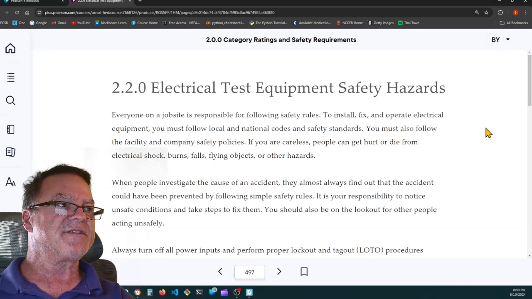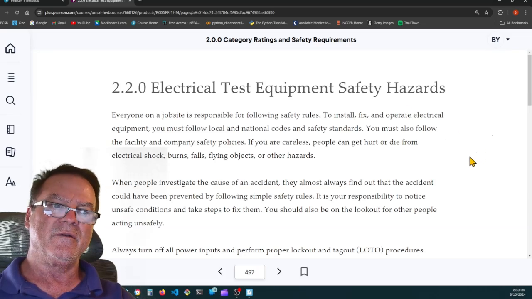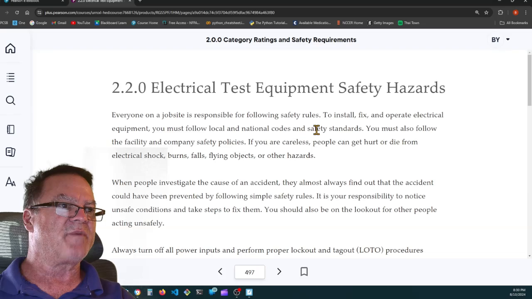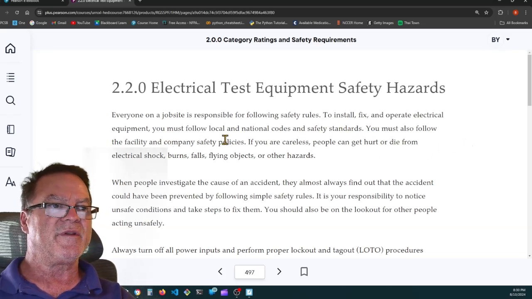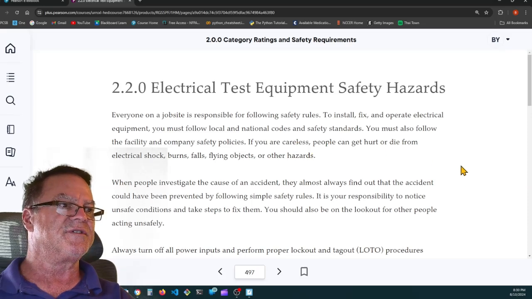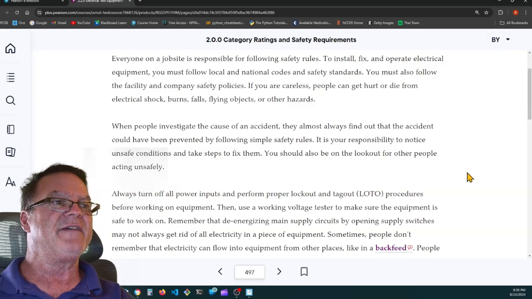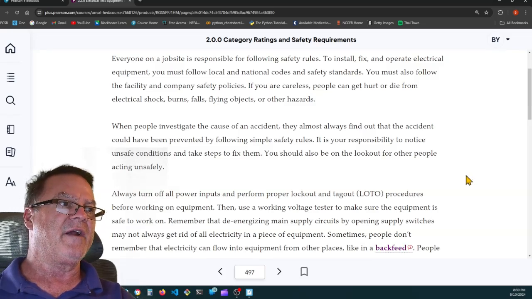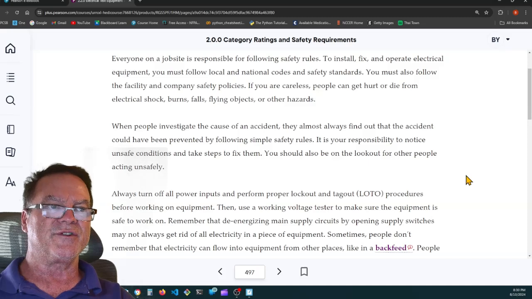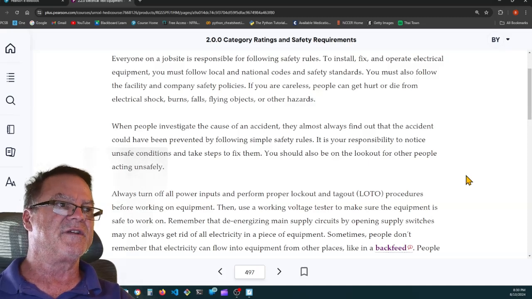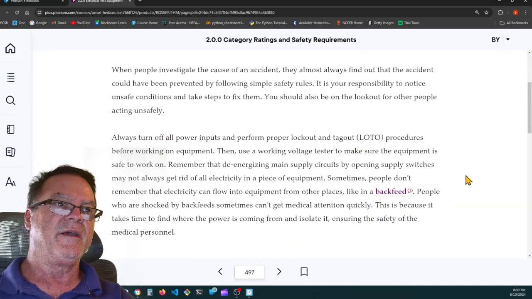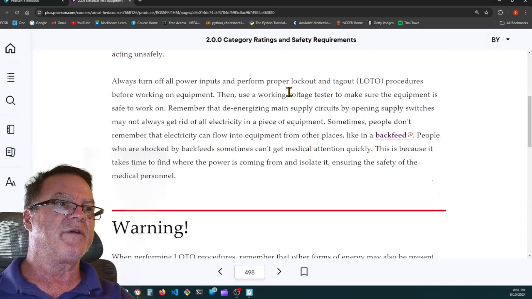2.2.0 Electrical Test Equipment Safety Hazards. Well, everyone on a job site is responsible for following safety rules. To install, fix, and operate electrical equipment, you must follow local and national codes and safety standards. You must also follow the facility and company safety policies. If you're careless, people can get hurt or die from electrical shock, burns, falls, flying objects, or other hazards. Here it says, always turn off power inputs and perform proper lockout and tagout procedures before working on equipment.